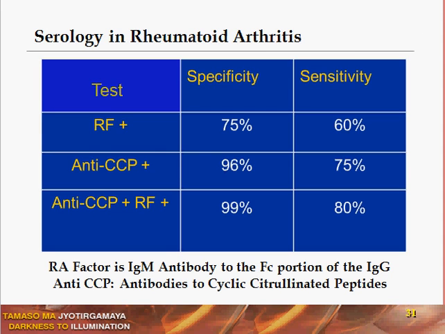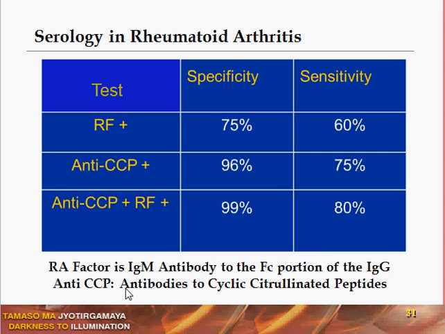This table summarizes the utility of these two tests, rheumatoid factor and anti-CCP. The specificity of rheumatoid factor is 75%, whereas sensitivity is 60%. Anti-CCP specificity is 96%, sensitivity is 75%. Suppose we combine both and insist on looking at both the tests, then the specificity will go up to 99%. That is, a person who is negative for anti-CCP and negative for rheumatoid factor, for both, we can say he does not have rheumatoid arthritis. Whereas, if a patient is positive for both, the certainty of ruling in the diagnosis is 80%.